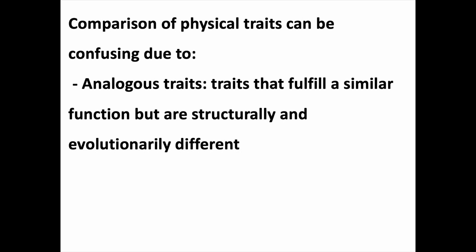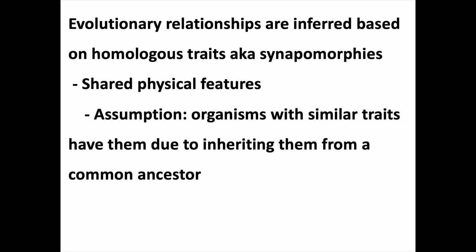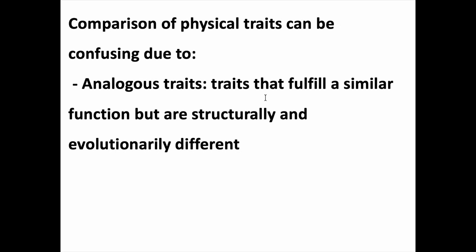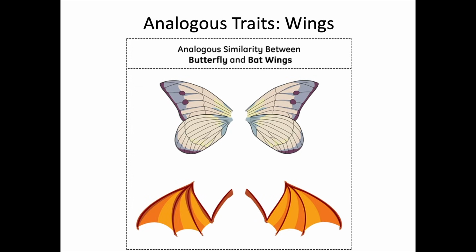However, sometimes this doesn't work out all that well. Comparison of physical traits can sometimes be confusing due to what are called analogous traits. Analogous traits, as opposed to homologous traits, are traits that fulfill a similar function but are structurally and evolutionarily different. So what do I mean by this? Well, let's look at another example.